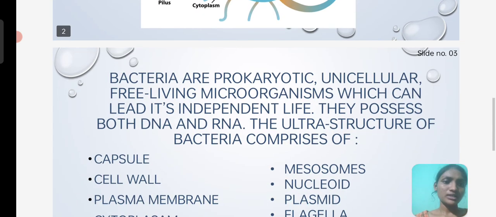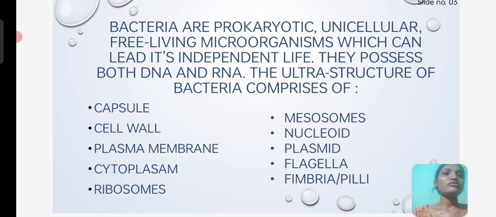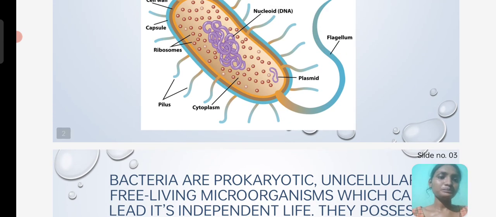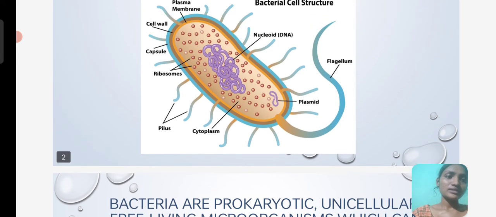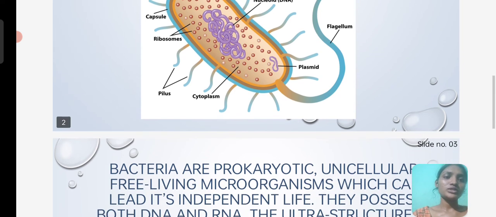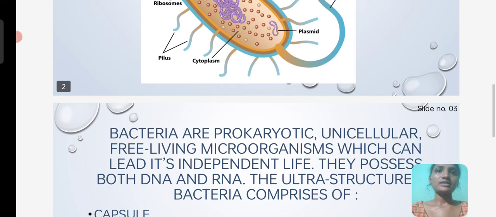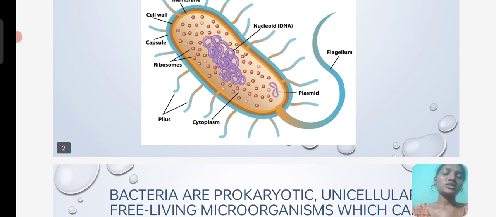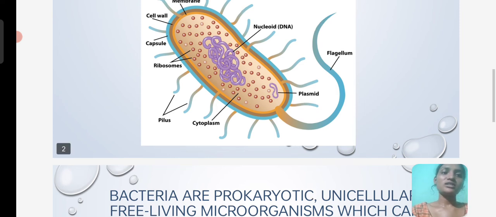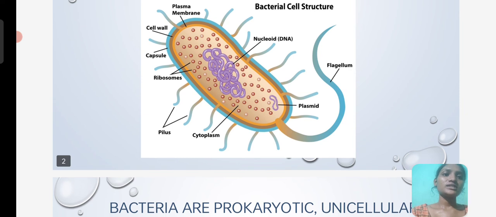So the next part is flagella. Flagella are thin, long, hair-like, slender filaments arising from the basal body. Here you see that flagella are present from the base and extend outward. Flagella's main function is locomotion, to move the bacteria from one place to another. Next one is fimbriae and pili.